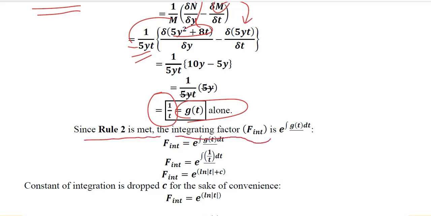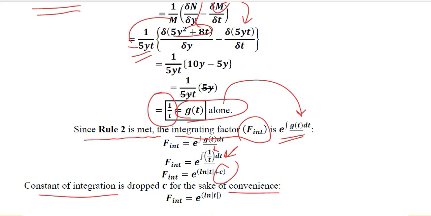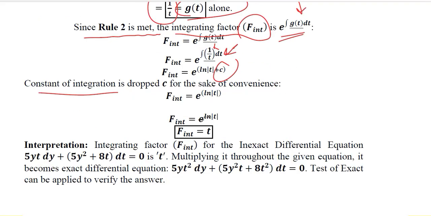The integrating factor will be the integral of this answer, which will be put in the exponent. So the integral of 1 over t is found here in this place, and then the exponent is taken. But we have gotten rid of the constant of integration in order to keep things simple, and then the answer would be in this form. After omitting the constant of integration here, we know that the exponent and natural log will cancel out, and the answer will be equal to t.